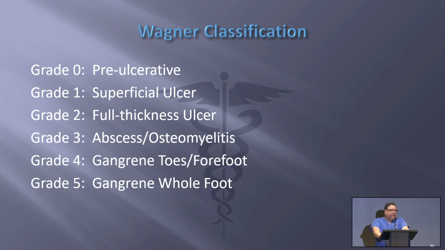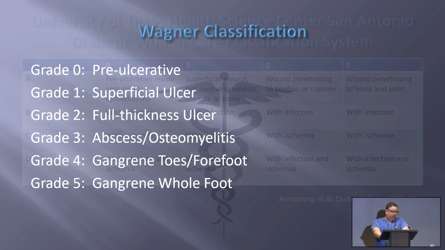So then, your grade 1, now we got your superficial ulceration into the subcutis. Grade 2, we're getting down to the capsule. Grade 3, now we have bone involvement. Grade 4, something's coming off. Grade 5, everything's coming off.